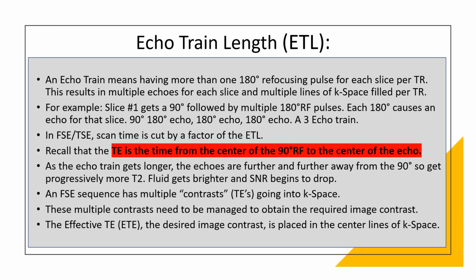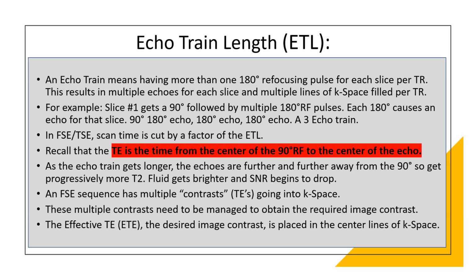That's nice and easy. So the echo train, or fast spin echo, is a spin echo with multiple 180s. Sounds great. Multiple 180s, multiple echoes. You've got multiple lines of K space that you're filling per slice, per TR, and your scan time goes down, because we all know MRI, it's all about time. You want to scan fast. What's the problem with multiple TEs going into K space?